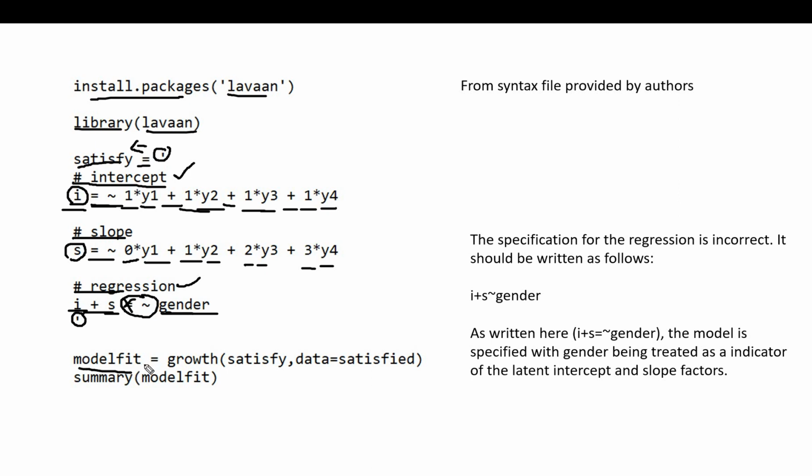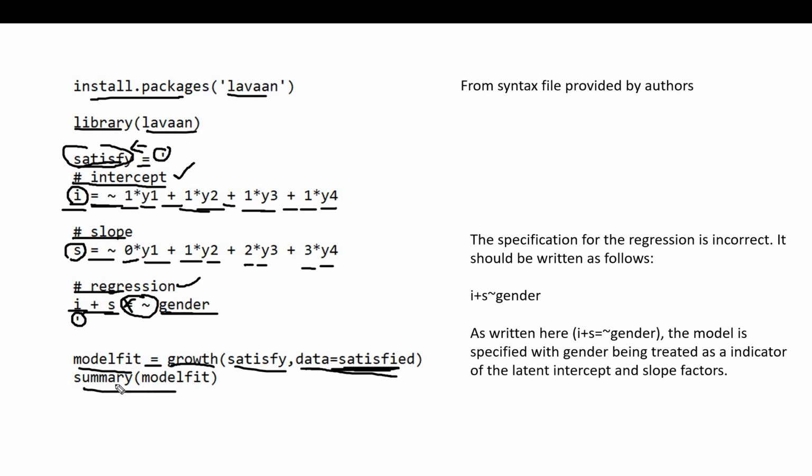Down here you've got model fit. This is essentially a new object that's being created in R. You'll see it says equals, and what we're using is the growth function. This is telling the Lavaan package that we're going to be doing a growth curve model. So we're using the growth function, and inside the parenthesis we're referring to the satisfy object that contains all of our model specification, followed by a comma, and then data equals satisfied. This is a data argument, and this is the name of the data frame that contains the data for our analysis.